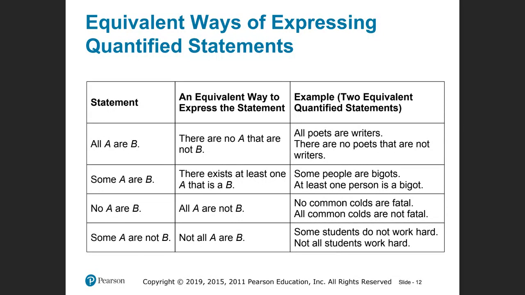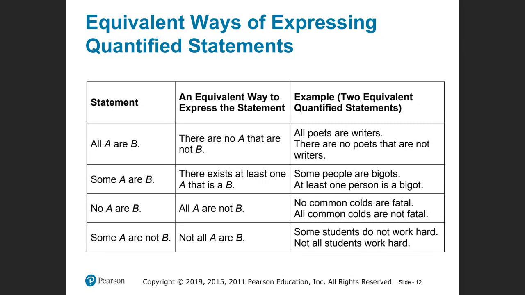For the statement some A are B, an equivalent way would be to say there exists at least one A that is B. Example: some people are bigots. At least one person is a bigot.